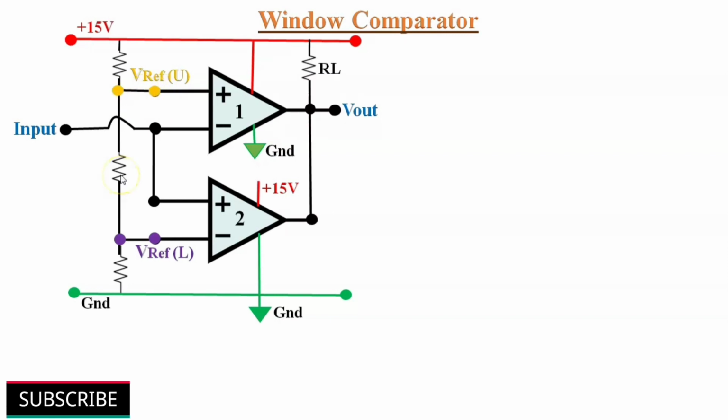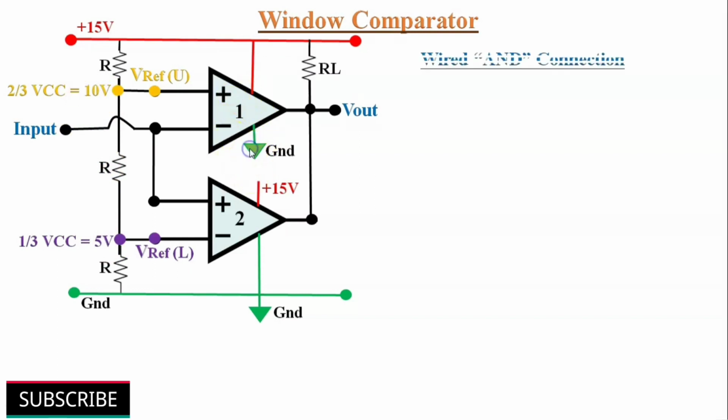To keep things simple, the voltage divider network consists of three equal value resistors. So the lower threshold voltage becomes 1/3 of VCC, that is 5 volts, and the upper threshold voltage becomes 2/3 of VCC, that is 10 volts. The output voltage will be high when the input voltage is in between these two threshold voltages of 5 volts and 10 volts. Because of this type of combination, the comparator circuit will act as a wired AND connection.